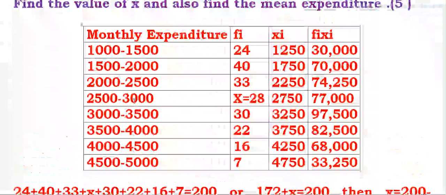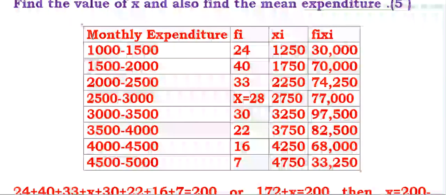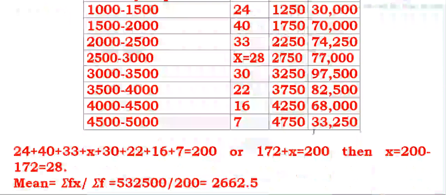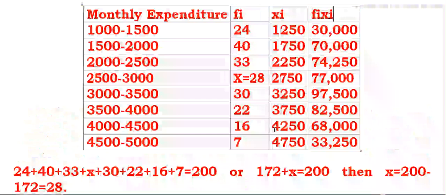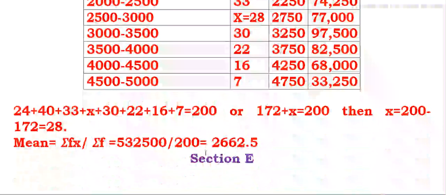Then we will calculate the mean expenditure. First of all, we will find the midpoints of the classes, that is X, 1250, 1750, and multiply by the frequency. We will get the total of this, 532500, the sigma fx, and the sigma f is equal to 200. So dividing by this we will get 2662.5, the mean.